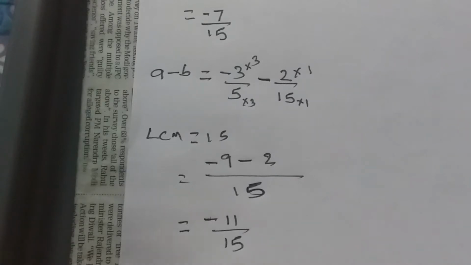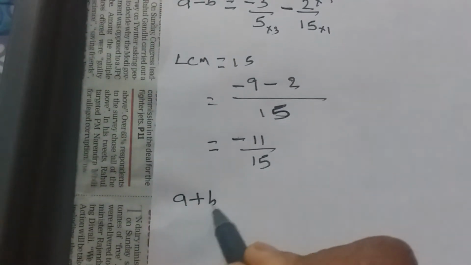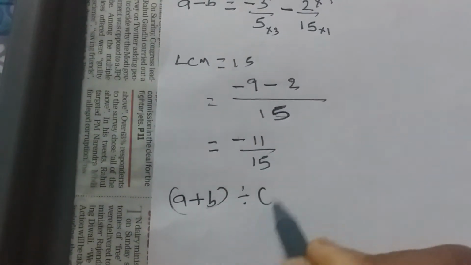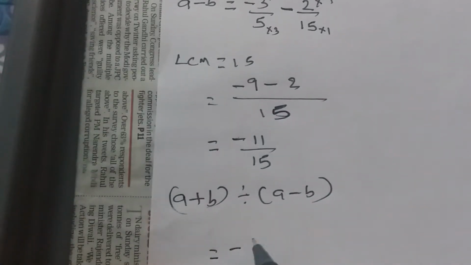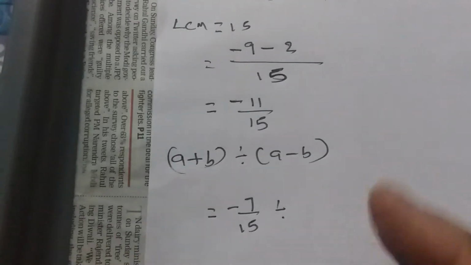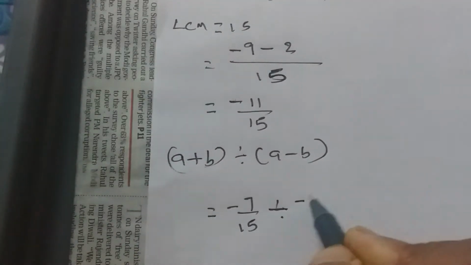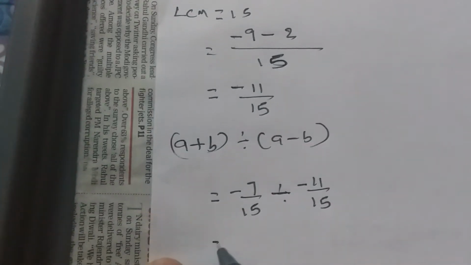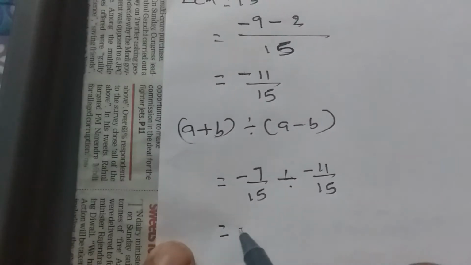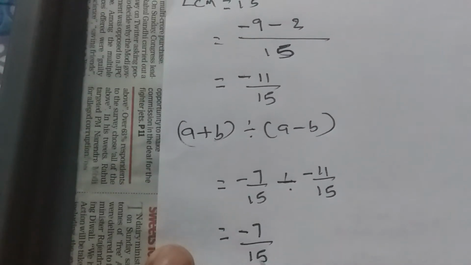Now what we have to find? We have to find a plus b divided by a minus b. What is a plus b? It is minus 7 by 15, divided by a minus b, which is minus 11 by 15. Okay, so what happens here? It is division. Write the first rational number as it is. What is the rule of division?